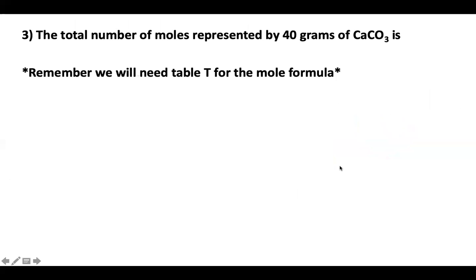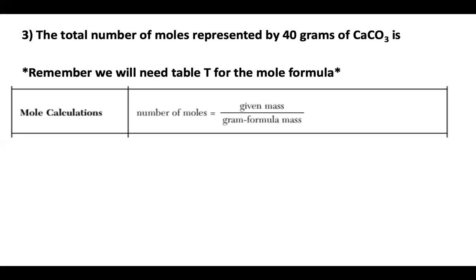Next question, number 3. The total number of moles represented in 40 grams of calcium carbonate, CaCO3. Let's take a look at Table T for our formula. Wait, where on earth is our mole formula, people? Let's go. There it is. There's our mole formula. I thought it could hide from us. So the number of moles is going to be equal to the given mass over the gram formula mass. The given mass is the mass amount they give to you in the problem, and the gram formula mass is the total mass of the whole molecule.